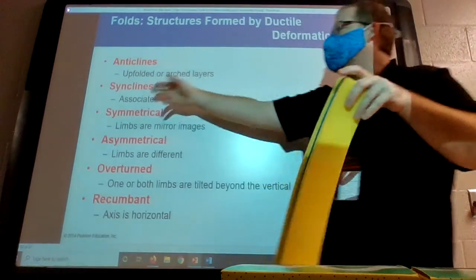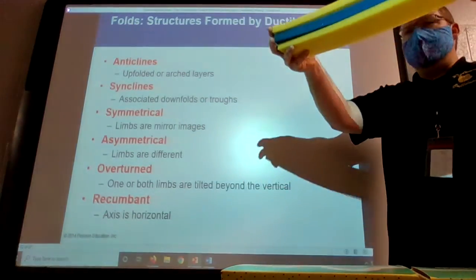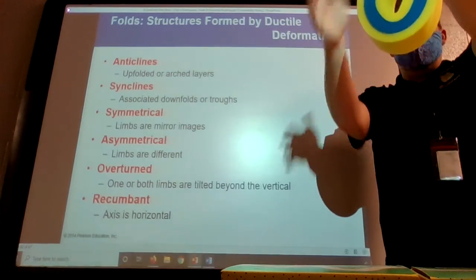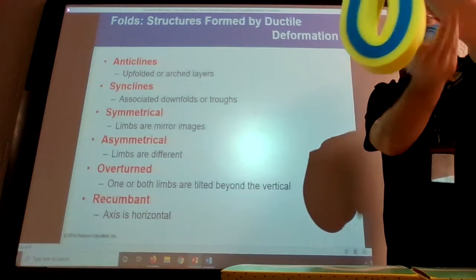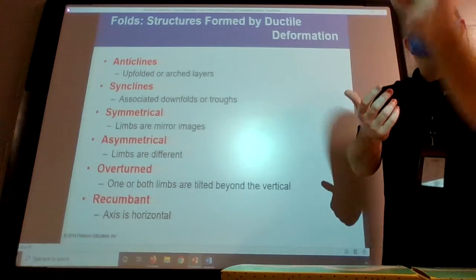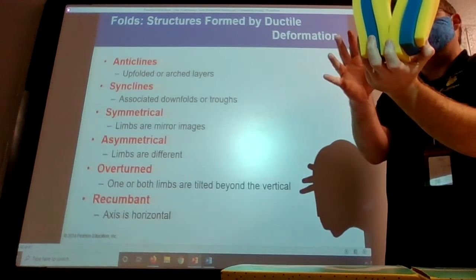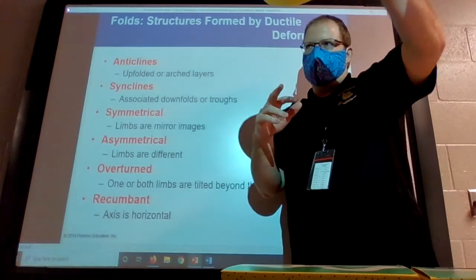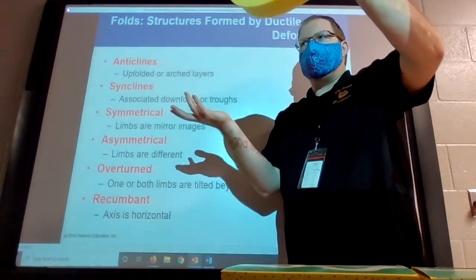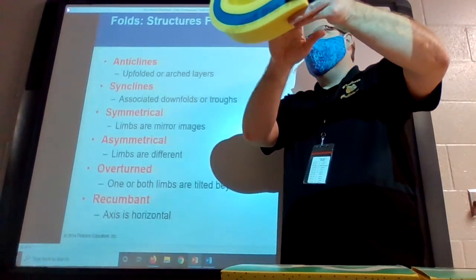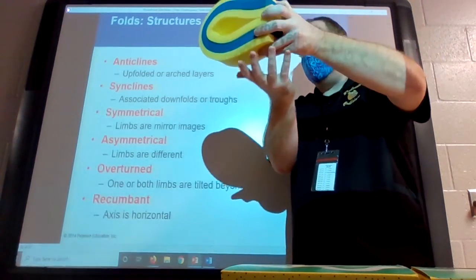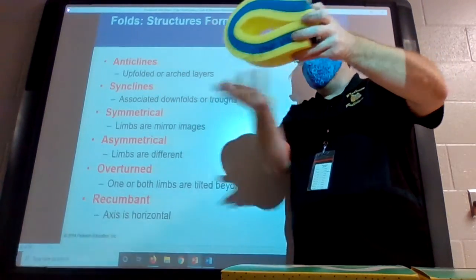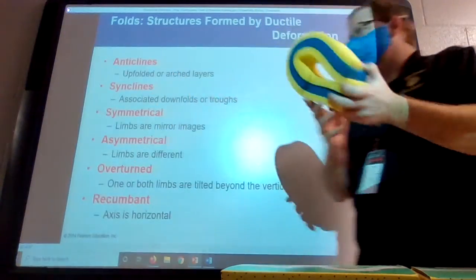So if I go the other way and do a syncline, the younger layer that's on top is going to end up in the middle, and the older layer that's on the bottom is going to end up on the outside. And then if I flip that over, the ages still stay the same, but now it's pointed in a different direction. Or even if it's just turned on its side, now I don't know if it's an anticline or syncline. If it's older in the middle and younger on the outside, it's an anticline. If it's younger in the middle and older on the outside, it's a syncline.